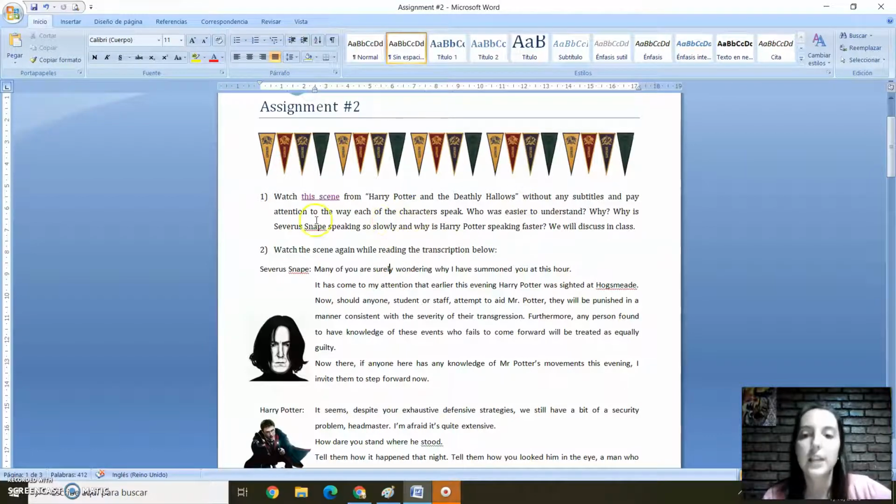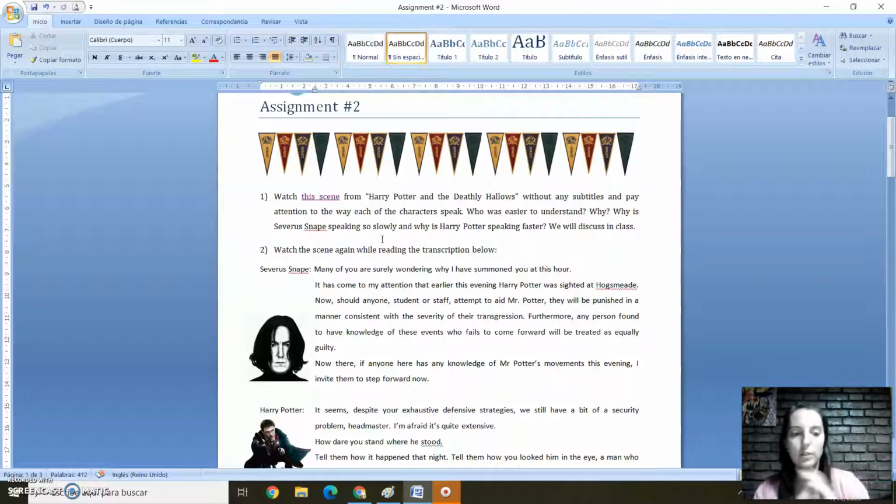So pay attention to the way each of the characters speak, okay? You will see that they speak differently. Not in terms of accent, but in terms of rhythm and intonation. So pay attention to that. Who was easier to understand and why? Why is Severus Snape speaking so slowly and why is Harry Potter speaking faster? What's the intention behind it?